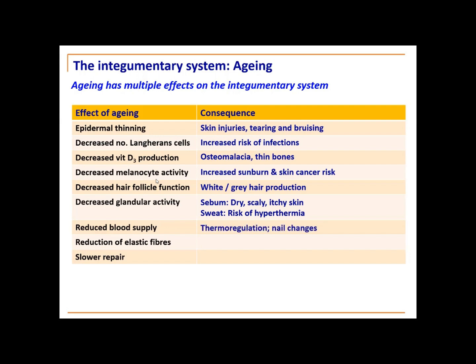Reduced blood supply. Well, of course, that's very similar. Again, there's the thermoregulation issues. You're not able to vasodilate as efficiently and therefore lose heat and regulate your temperature as well. But also you get decreased blood going to the nail beds, which can lead to dull, brittle, hard, and thick nails with a slower growth rate. It's also important to think that the rate of absorption of drugs applied to the skin will also be decreased if you've got decreased blood supply going there.